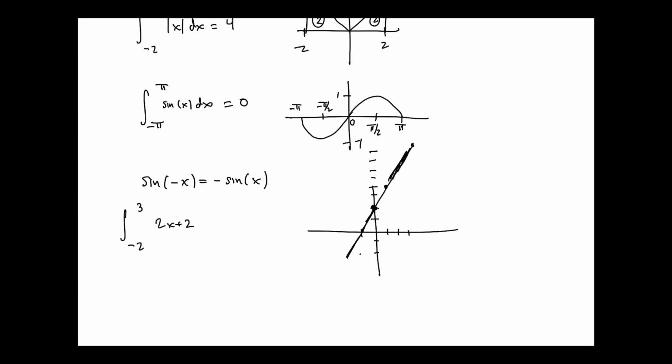Okay, so we want the area between -2 and 3. Okay, so this is what I've got to look at, right? What's the area between this curve and the x-axis? Well, let me color it in. So I've got this piece, I've got this piece, and I've got this piece.